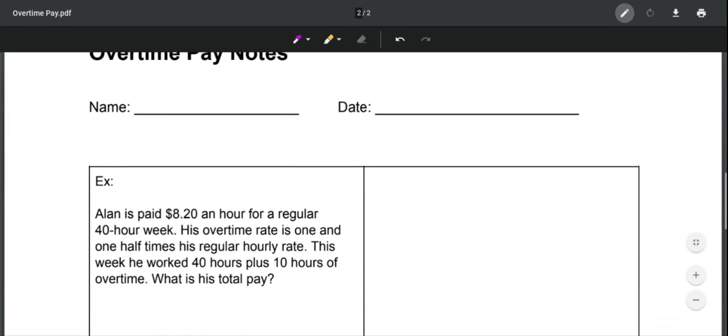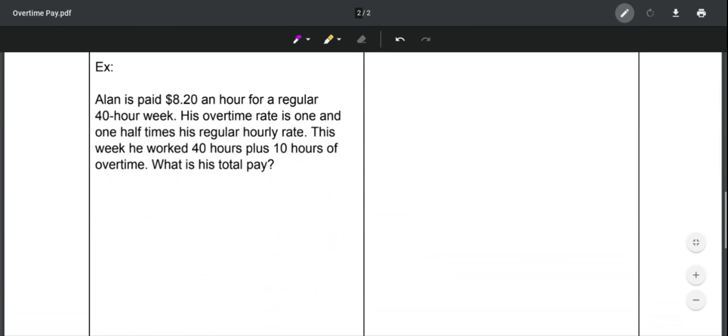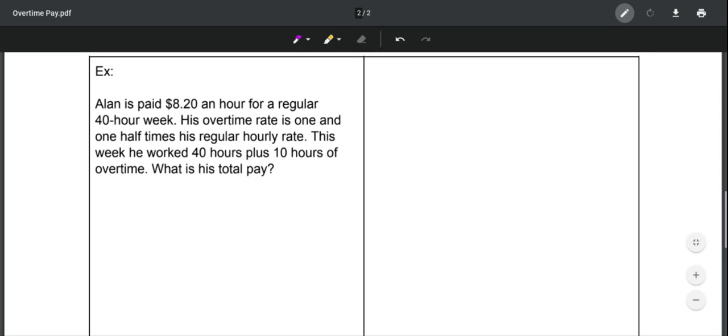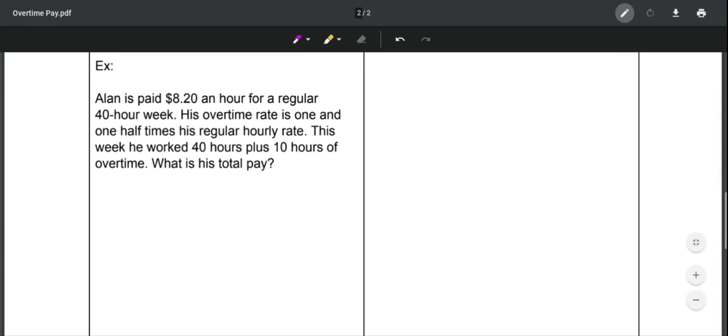So I'm going to do an example of that. I'm going to probably do 2 examples, and this first one's going to be a tad bit easier. It says Alan is paid $8.20 an hour. That's going to be his regular pay. He works a 40-hour week, and his overtime rate is 1.5 times his regular pay.